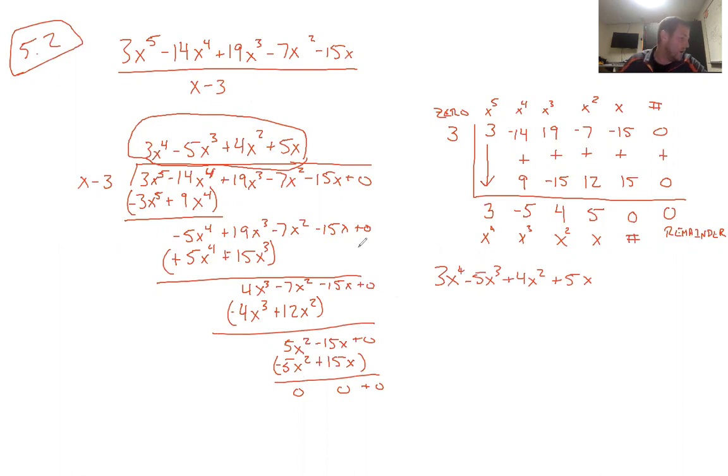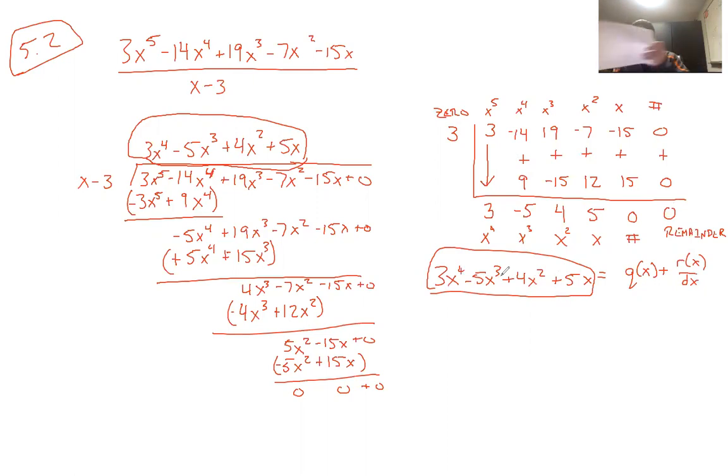Okay, now in the question it says put it in the form q of x plus r of x over d of x. This is if you had any remainder. So whatever you get here, you'd put here, and d of x is just x minus 3. So your answer, this is your q of x, whatever you get, and then the remainder is the last part. So this is your answer on this one. Okay, we'll do a couple more of those. Hopefully it makes sense.